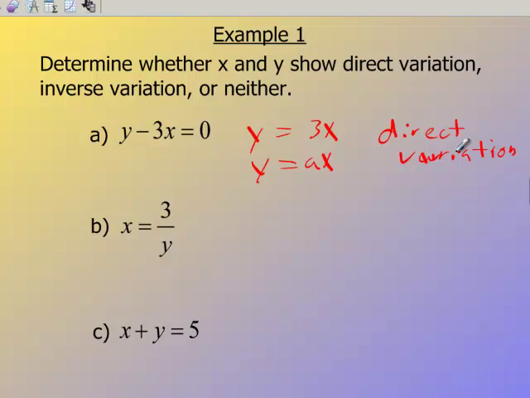And the next one, for B, if we look at this one, it matches exactly what we just saw for inverse variation, except here we have x instead of y. We could multiply by y on both sides, and then we have xy equals 3, or I could divide by x, and then I'd have y equals 3 over x. In either case, this is definitely inverse variation.